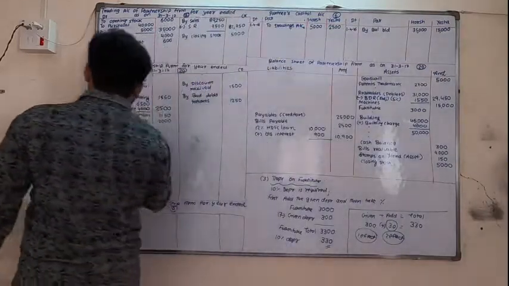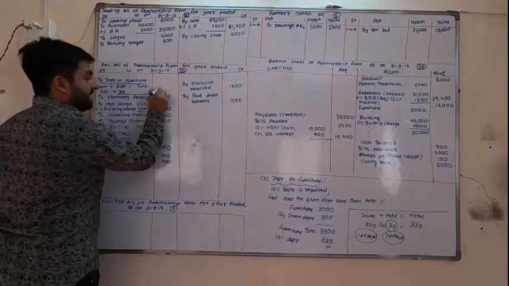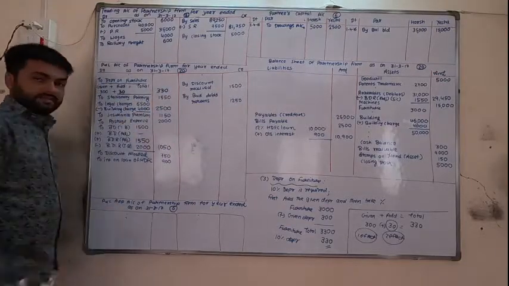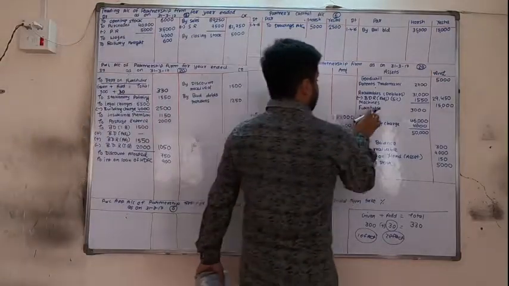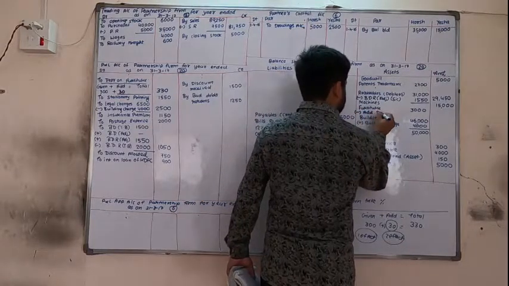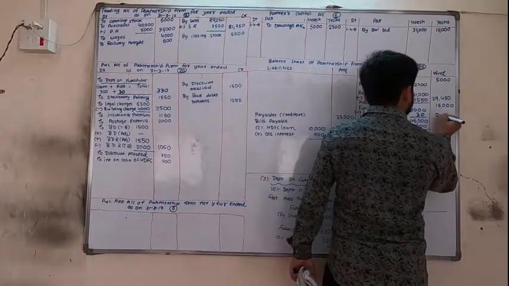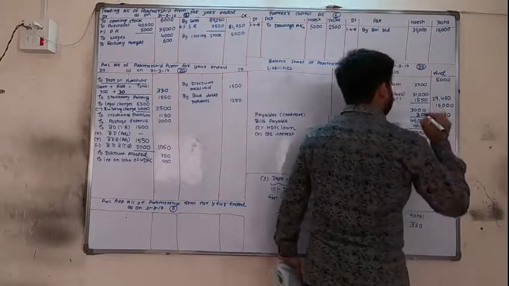So plus 30. So directly in the outer column 330. And here only the additional depreciation is subtracted, that is 30 rupees only. So in the outer column 2970.